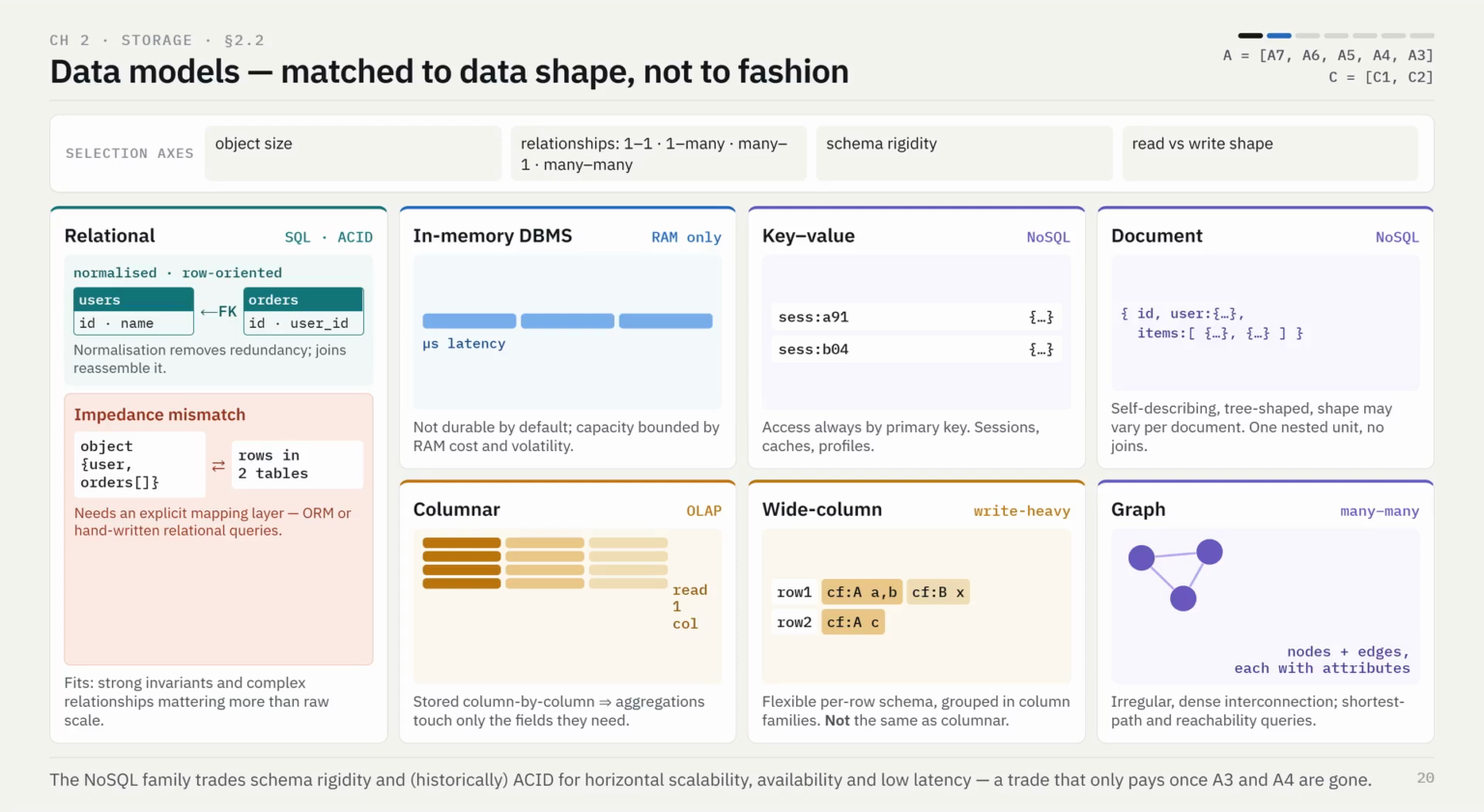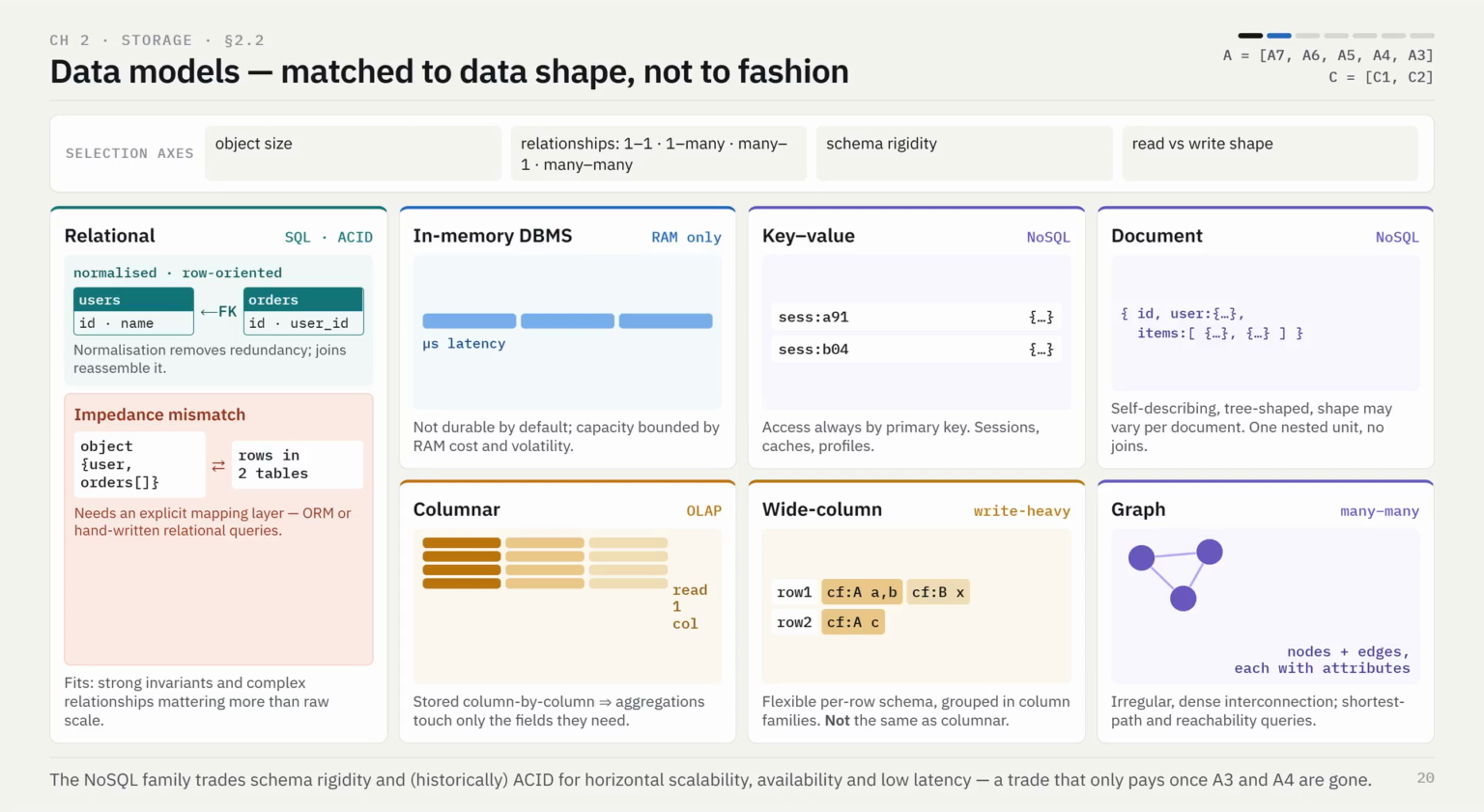There's a well-known drawback, and it's worth naming precisely: the impedance mismatch between the relational model and the in-memory object structures used by application code. An object in your program is one nested thing. The same information in the database is rows across several tables. Bridging those two representations requires an explicit mapping layer, either an object-relational mapper or hand-written queries based on relational algebra.